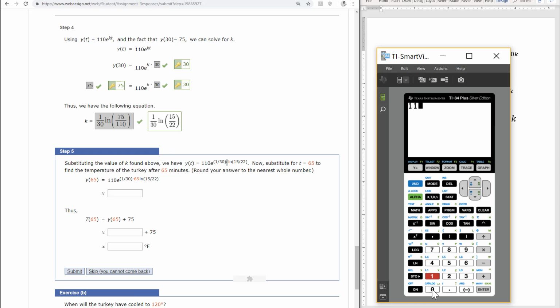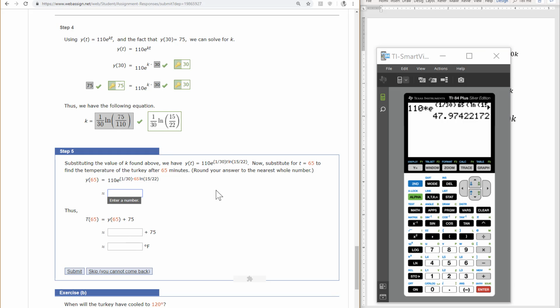I'll start off with 110 and then times e, so that's the exponential number, e raised to, again, my caret goes up, but just to be safe, you want to put some parentheses around 1 divided by 30, and then times 65, and then times the ln of 15 divided by 22. So close the ln, close the thing that the ln is in, and then I think that's all the parentheses I need. I'll go ahead and press enter.